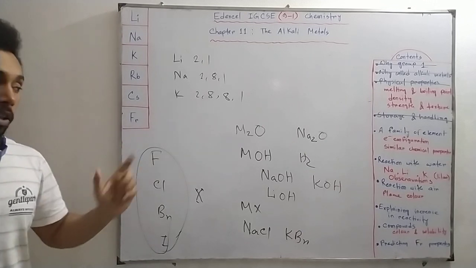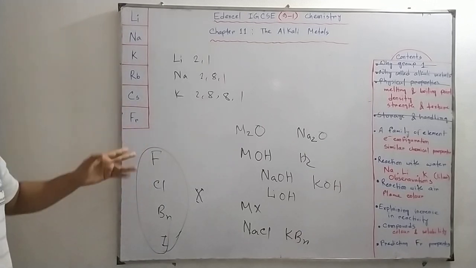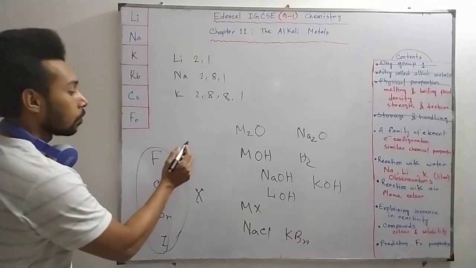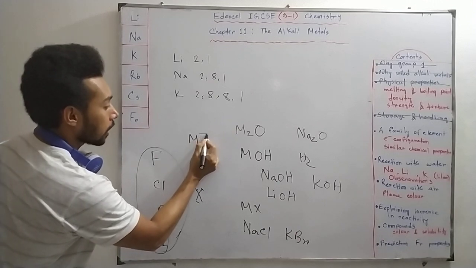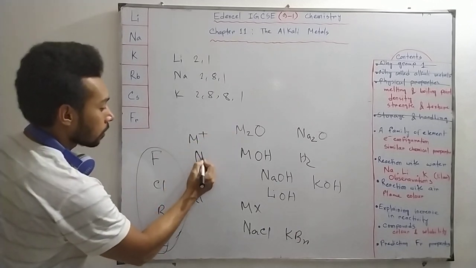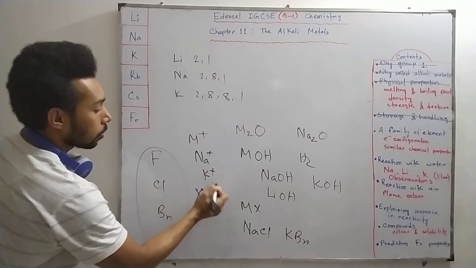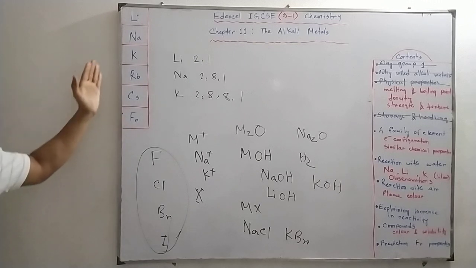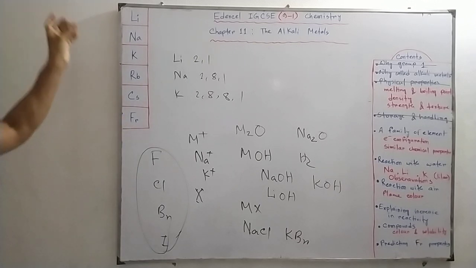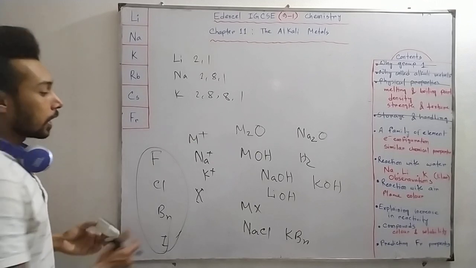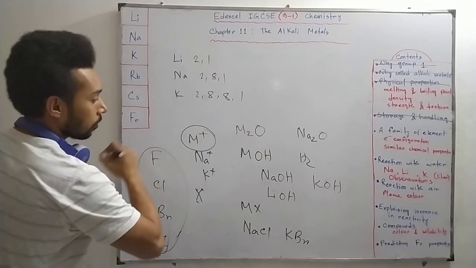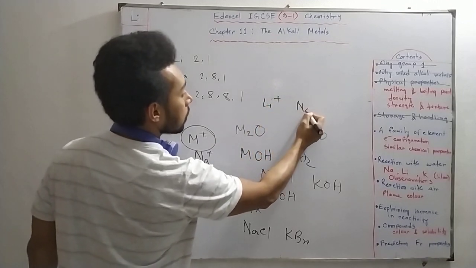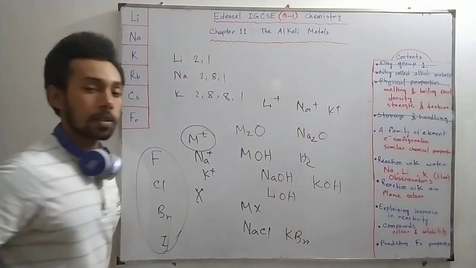Then all of these elements form ionic compounds where the metal of group 1 will have an ion of charge +1. For example, sodium, potassium. In all the reactions group 1 elements undergo, they will form an ion with a charge of +1. For example, lithium ion, sodium ion, potassium ion, etc.